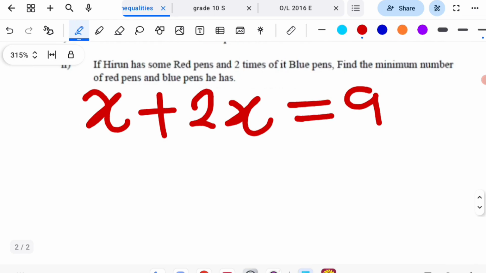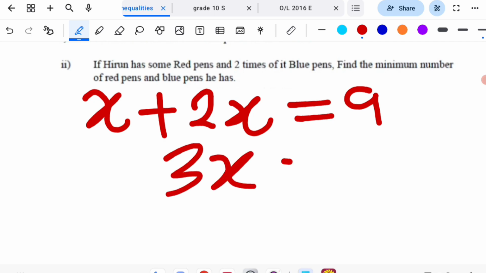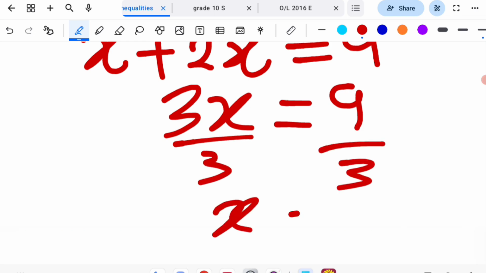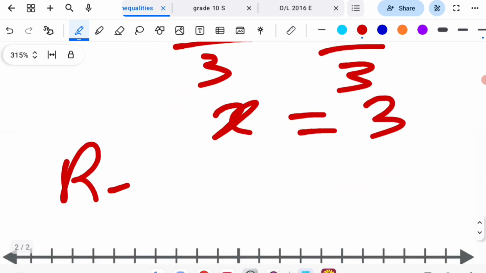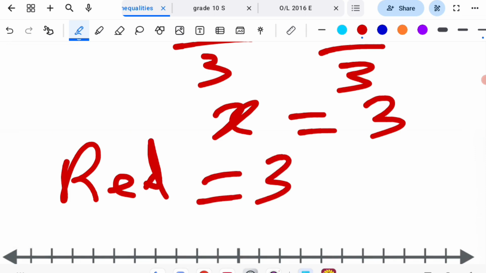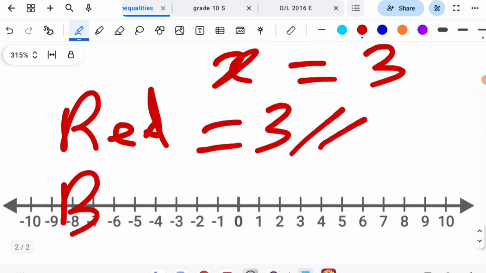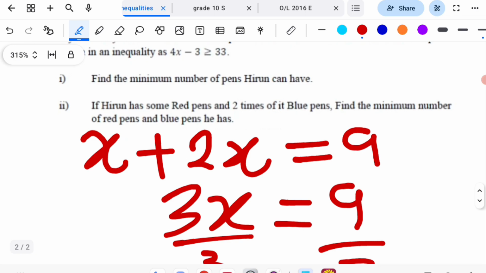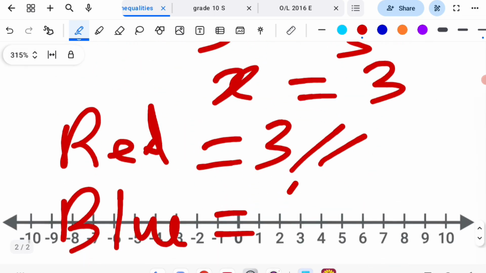We can add x terms, x plus 2x, 3x equals 9. x equals, we can divide both sides by 3. Then x equals 9 divided by 3, 3. x means number of red pens. Then we can write number of red pens 3. Number of blue pens is 2 times the number of red pens. They have given 2 times of it blue pens. Then we can write 2 times 3, 6 blue pens.